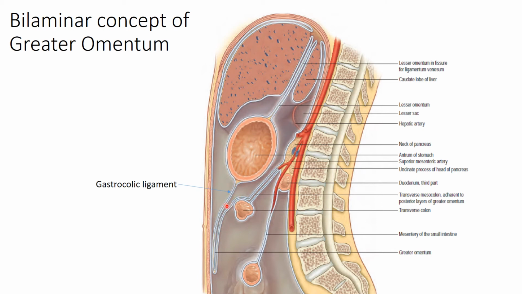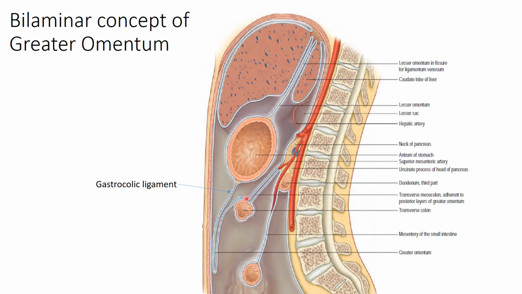Now this second and third layer, the posterior lamina of the anterior sheet and the anterior lamina of the posterior sheet, mostly they are connected by connective tissue and they are fused to each other. So beyond the transverse colon, these four layers are in fact fused.